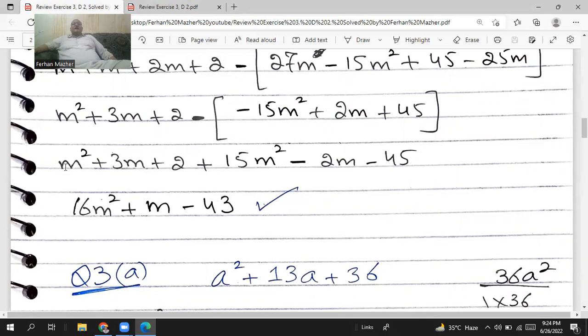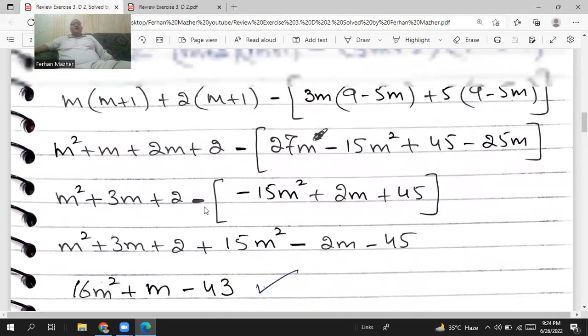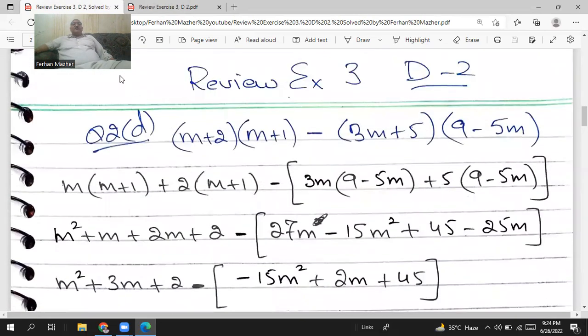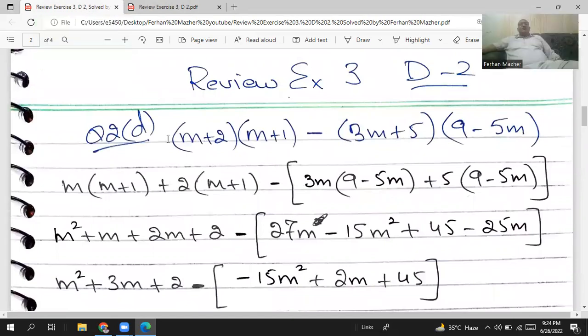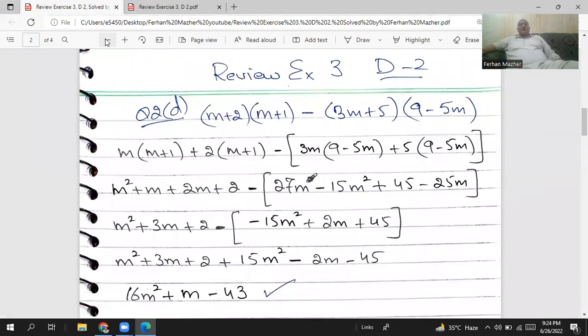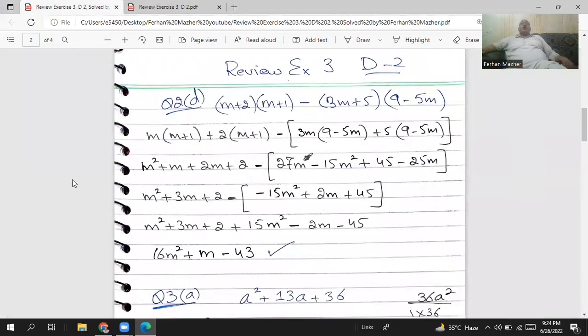Now we will arrange the like terms. So m squared plus 15m squared, it will be 16m squared. 3m minus 2m, it will be plus m. 2 minus 45, it will be minus 43. So my dear students, you can see this whole question. Let me reduce the size so you can see the whole question. This question is important. So I hope that on your screen you can see the whole question together. If you want to take more time for this question, you can pause the video and take your time.